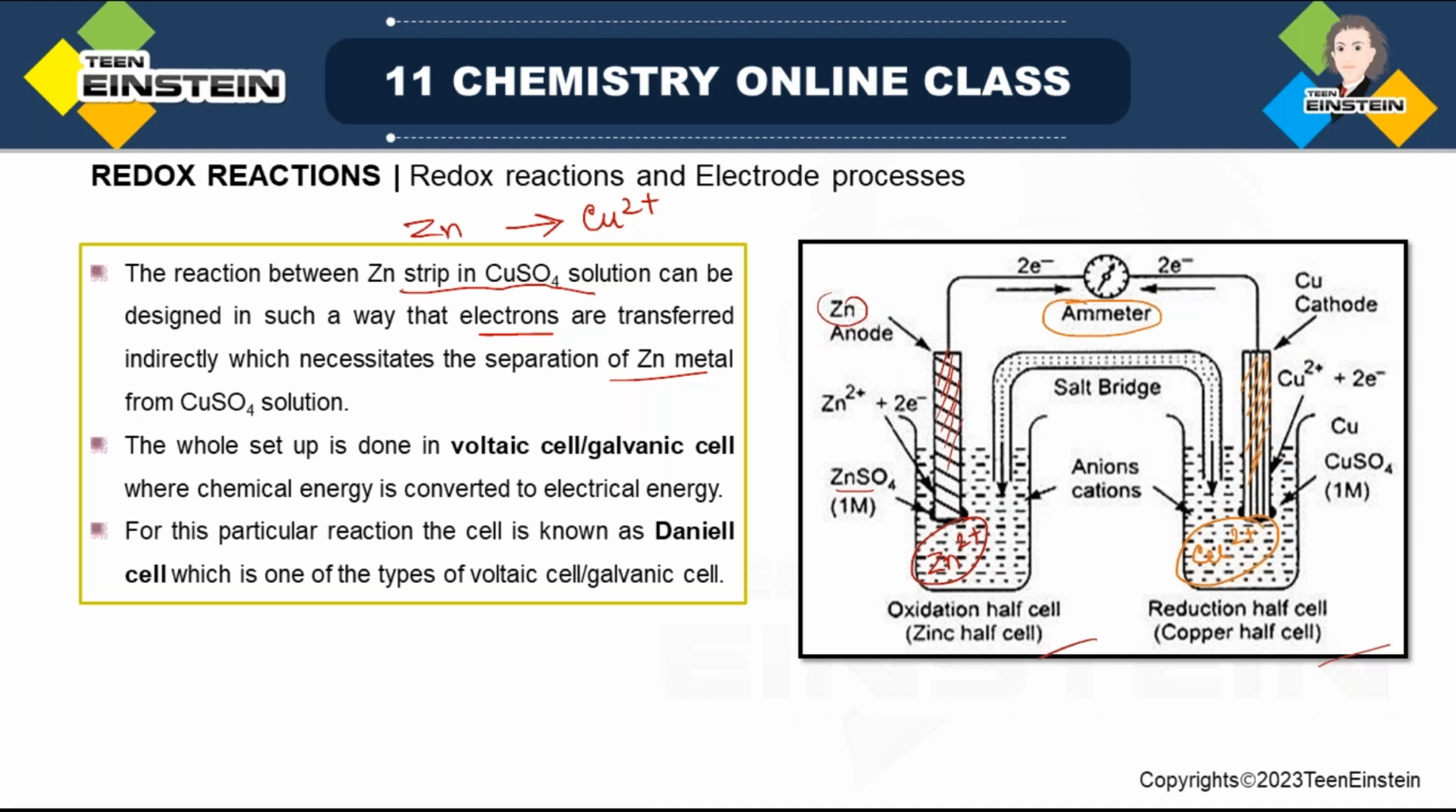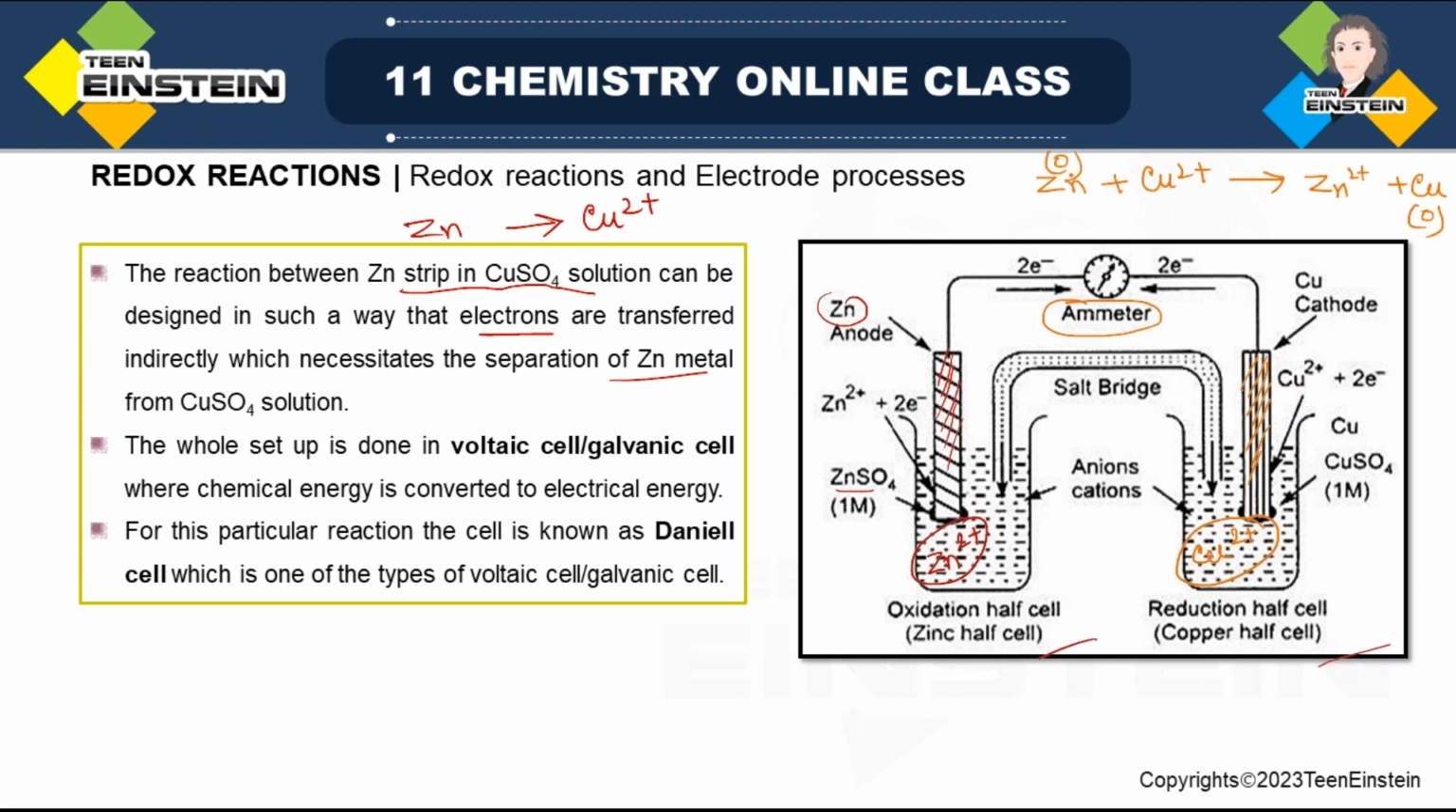Now for this particular reaction, the reaction that we have considered here, Zn reacts with Cu2+, Zn is converted to Zn2+, and Cu2+ is converted to metallic copper, that is the zero state.